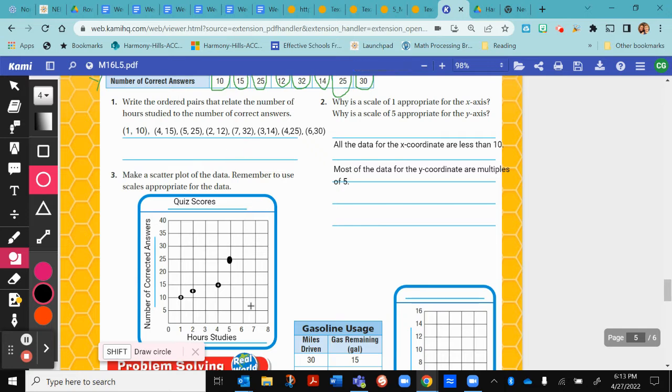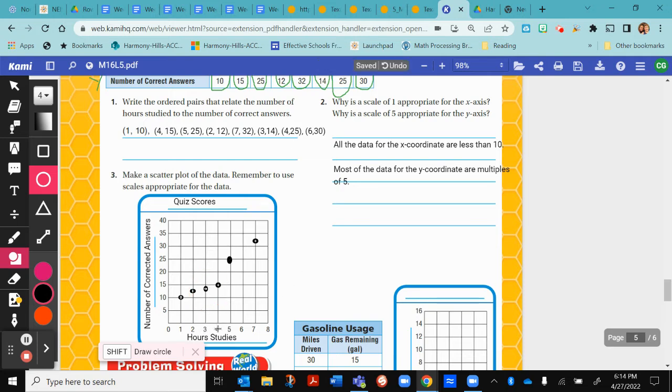Next one is (7, 32). Start at 0, go to 7, and again, I'll have to kind of earmark that. That's 30, 31, 32 is about right here. (3, 14), again, I'm going to earmark that. I know it's going to be before 15, so I'm going to put it right here.